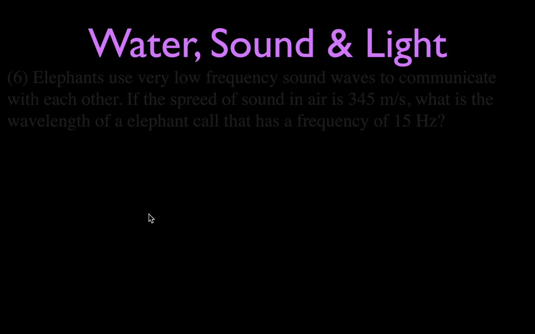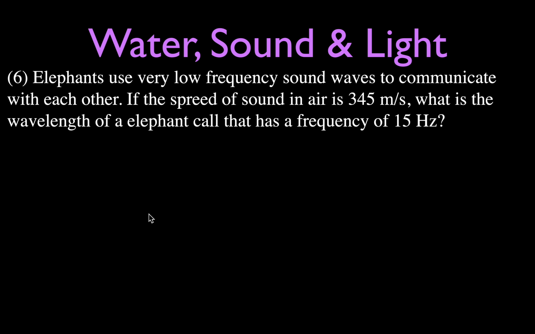Okay, the next one is about elephants. Elephants use very low frequency sound to communicate with each other. Now this is generally accepted at approximately 340, 345, the speed of sound in air. We want to know what is the wavelength if the frequency is 15 hertz. That's below what humans can hear.